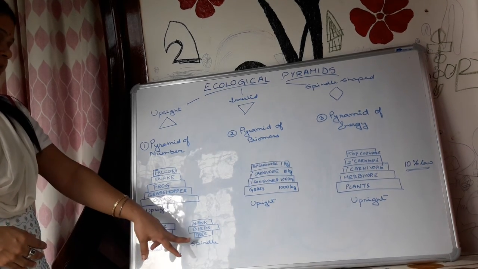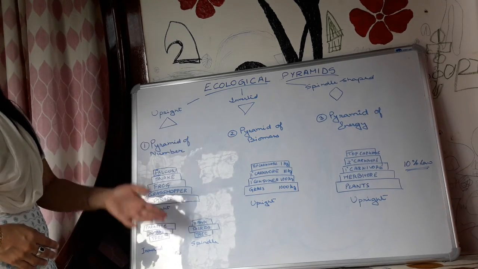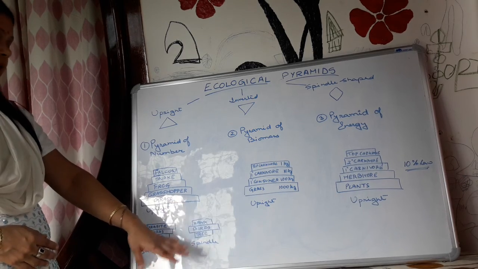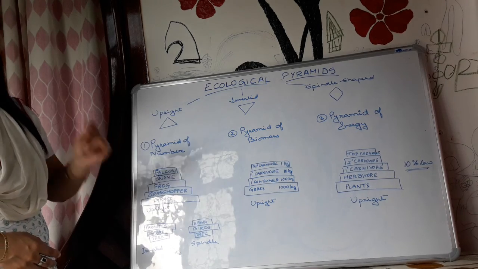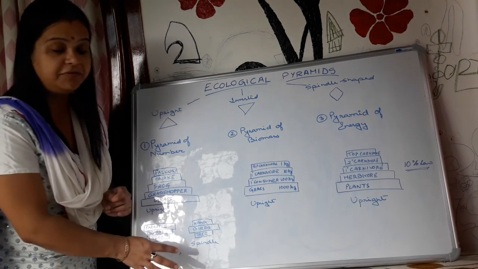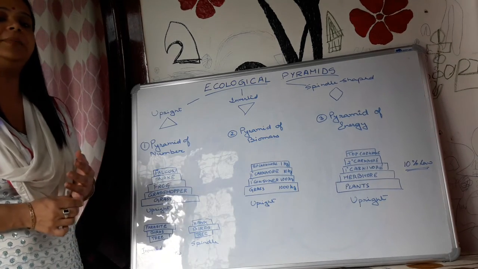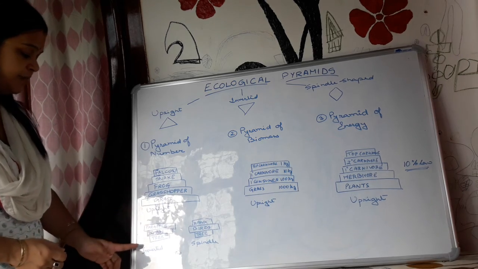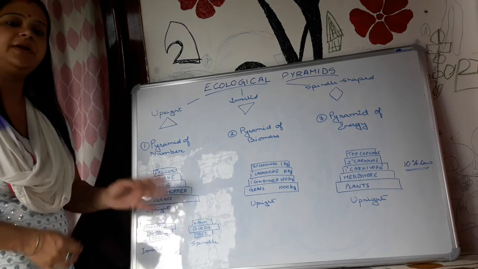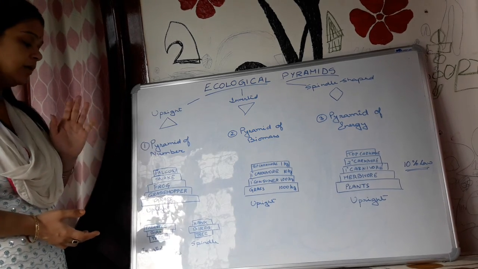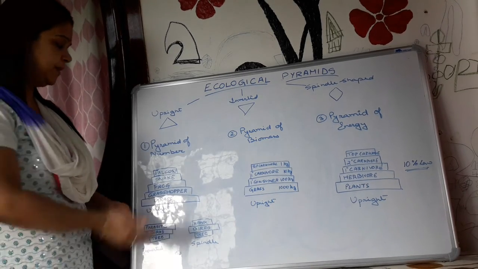Okay, and sometimes what happens? These birds are feeding upon the tree, and those birds are ultimately providing the food for the hawks. So the number of hawks will be less. If we consider hawk, birds and tree, then we will get a spindle shaped pyramid. So in case of the pyramid of number, we ultimately get three types of pyramids: upright, inverted and spindle shaped. But the examples and conditions will be different, and the whole basic thing depends on the number of organisms present in the trophic level. Okay, I hope this is clear.